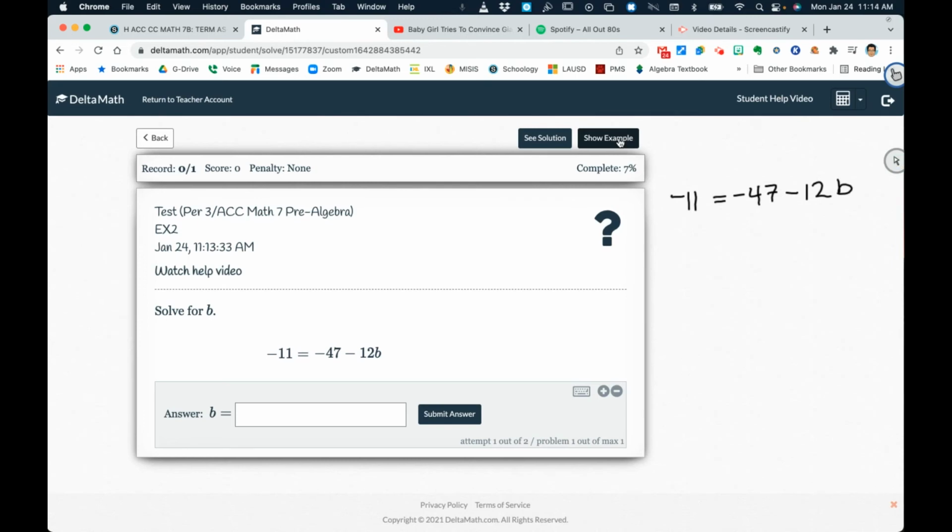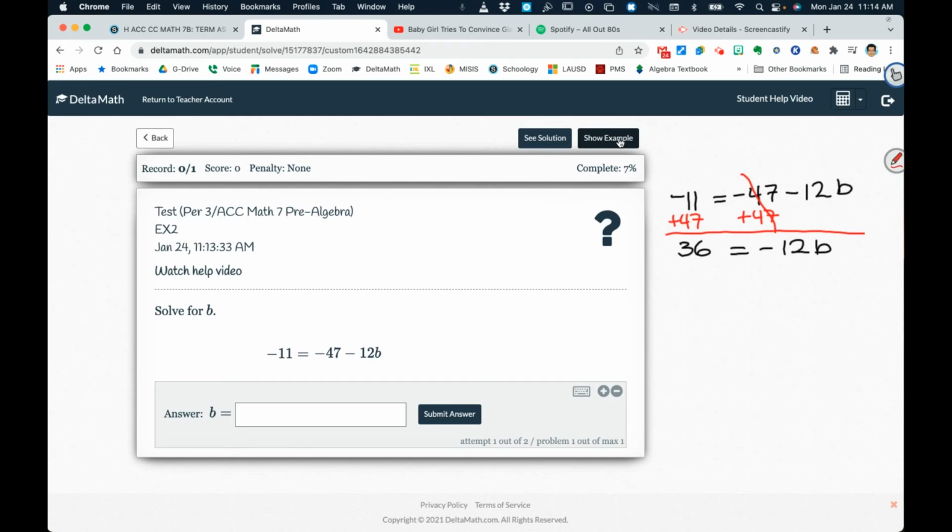All right, so we want to get rid of our constant. The constant is the number that's not being multiplied or divided with a variable. So it's negative 47. I'm going to put a positive 47. So I hope you see how you really have to be comfortable with working with negatives now. Because I have a negative 11, combining it with 47, that's going to be 36, positive 36. And then I bring down negative 12 times b.